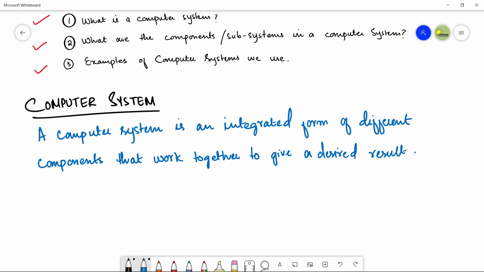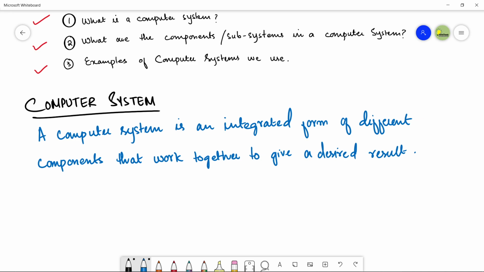It means that a computer system is an integrated form of different components, or it is a set of further subsystems that are working together, or combined together. Why? Because they are going to give you a combined result, or they are grouped together to perform a single task. This is what a computer system is, where you have lots of components that are grouped together or integrated in order to perform a task.